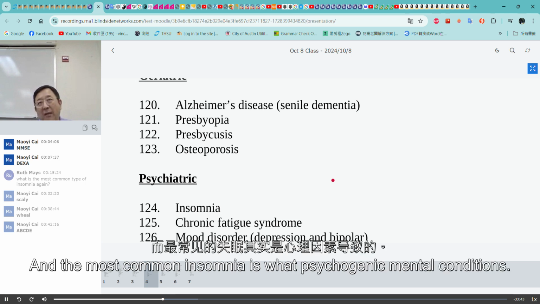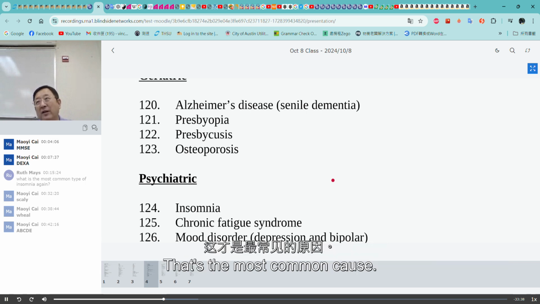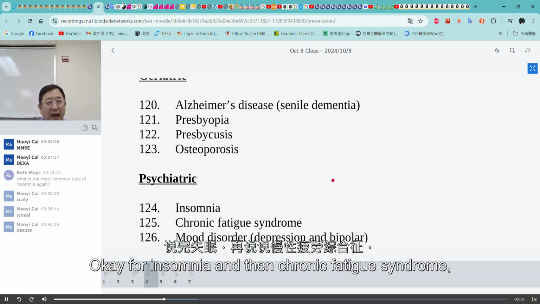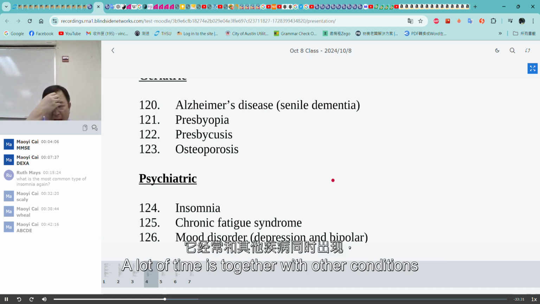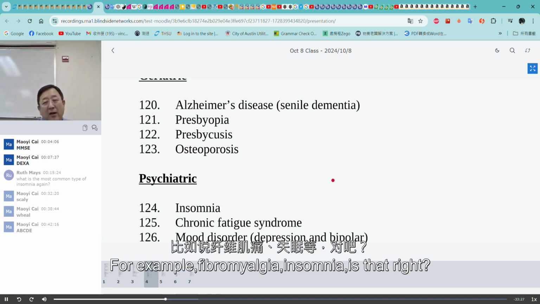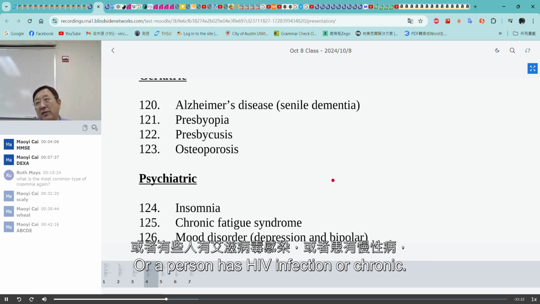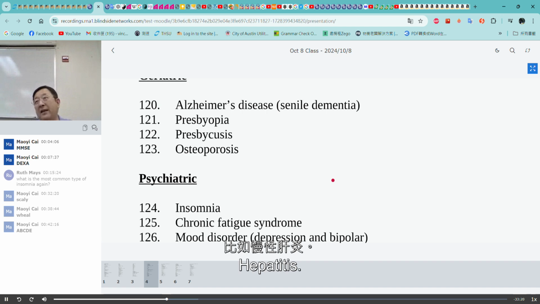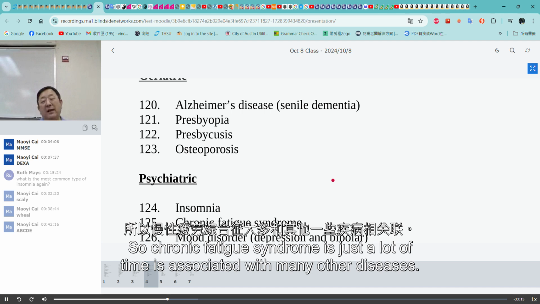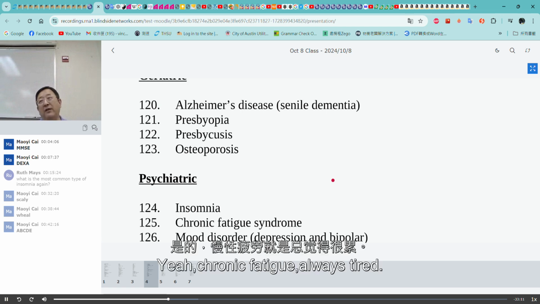Okay? And the most common insomnia is what? Psychogenic, mental conditions. That's the most common cause, okay, for insomnia. And then chronic fatigue syndrome. Chronic fatigue syndrome, a lot of time is together with other conditions. For example, fibromyalgia, insomnia, is that right? Or a person has HIV infection, or chronic hepatitis. Well, those people always feel tired. So chronic fatigue syndrome is just a lot of time associated with many other diseases. Yeah, chronic fatigue, always tired.